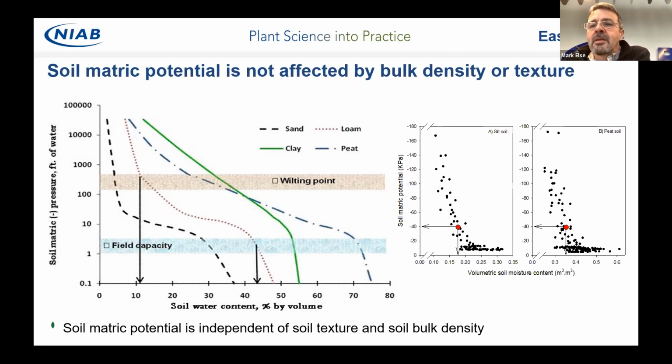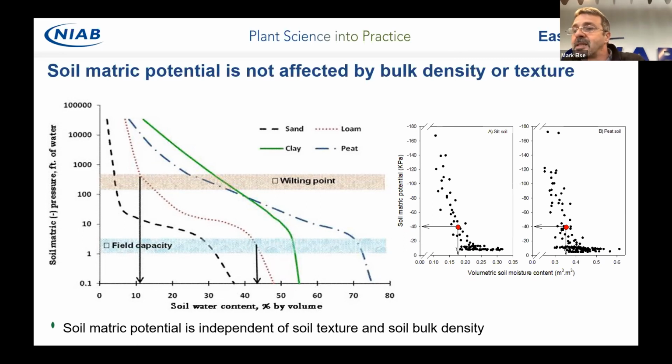So the point there is that the wilting point occurs at very different volumetric moisture contents. Whereas if you look at the corresponding value on the soil matrix potential axis, they actually occur at a very similar soil matrix potential because of this independence of soil matrix potential from bulk density. And so the graphs on the right illustrate this point very nicely.